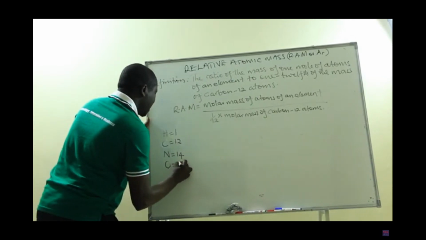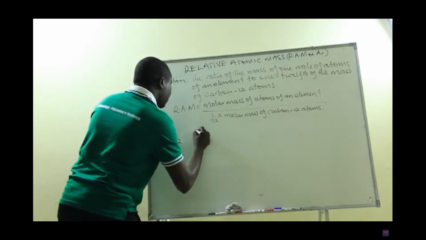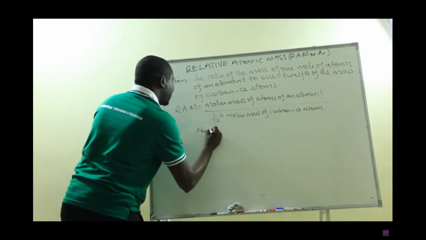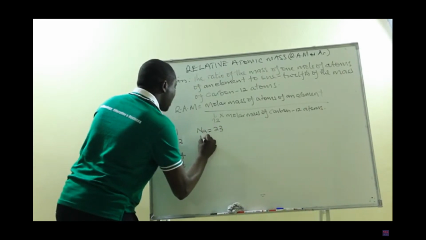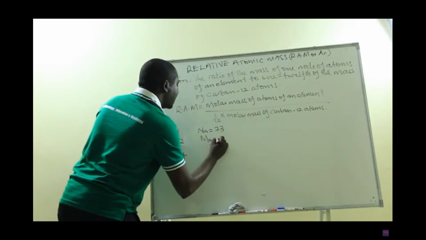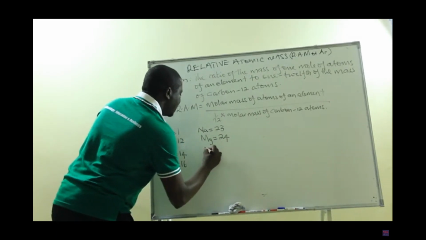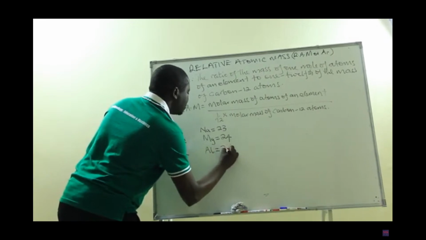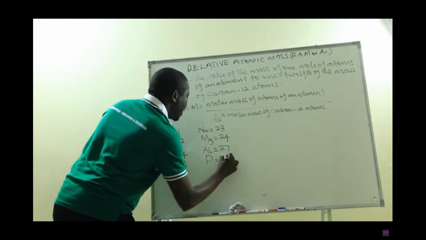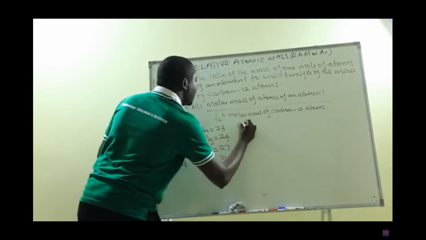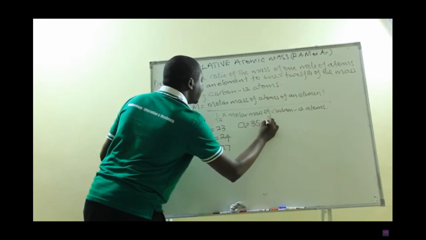Oxygen has a relative atomic mass of 16. We have got sodium with a relative atomic mass of 23. We have got magnesium with a relative atomic mass of 24. We have got aluminium with a relative atomic mass of 27. Phosphorus has a relative atomic mass of 31. Chlorine has a relative atomic mass of 35.5.